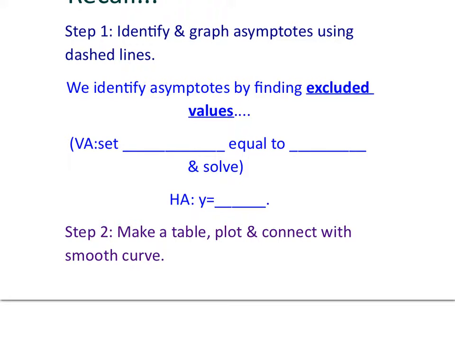With the vertical asymptote, I want to set the denominator equal to 0 and solve. For the horizontal asymptote, that is at y equals c. And remember, c in the rational function is whatever is after that fraction when you have y equals that fraction plus or minus whatever c is. Step 2 to graphing rational functions is to make a table with those points, plot and connect on the graph, and make it with a smooth curve.